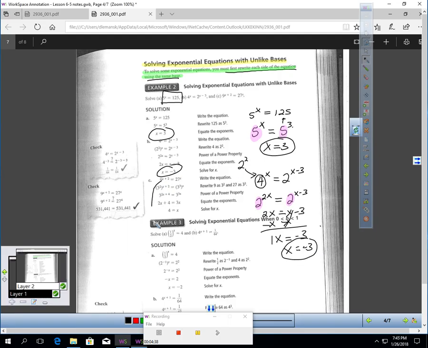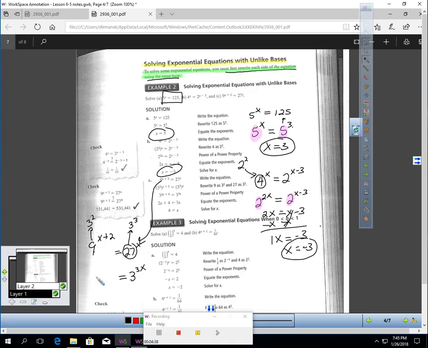Or look at this question. I have 9 to the x plus 2 power equals 27 raised to the x power. Now, these bases are not the same, but think about 27. 27 is 3 to the third power. So let me rewrite that. I have 3 to the third power raised to the x power. Isn't 9 the same as 3 to the second power?